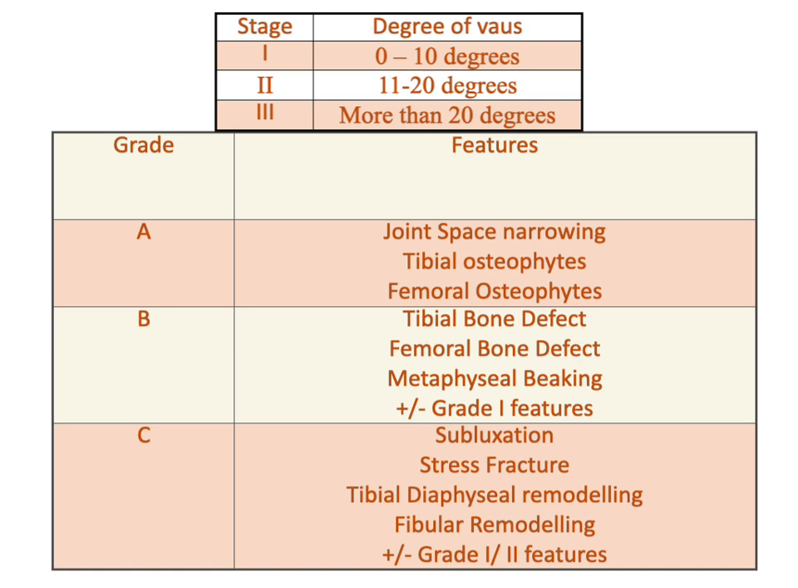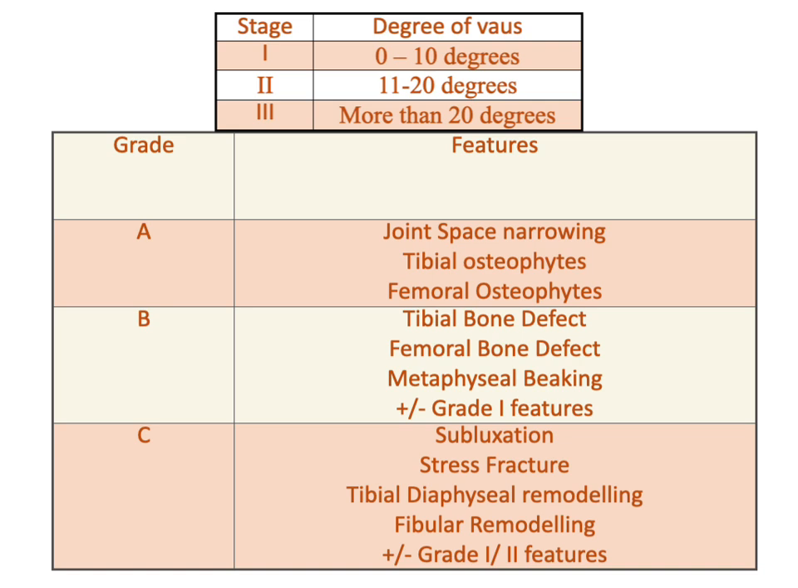Stage 1 is 0 to 10 degrees of varus, which is relatively mild varus. Stage 2 is 11 to 20 degrees of varus, which is moderate, and stage 3 is a severe varus, which is more than 20 degrees. This can be easily measured with an HKA angle.